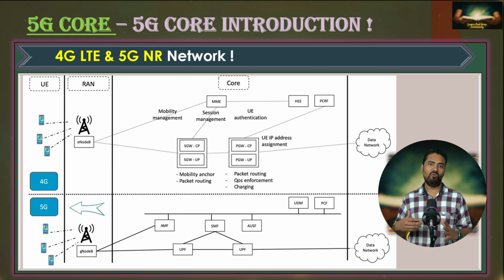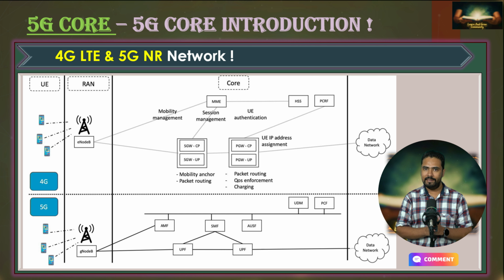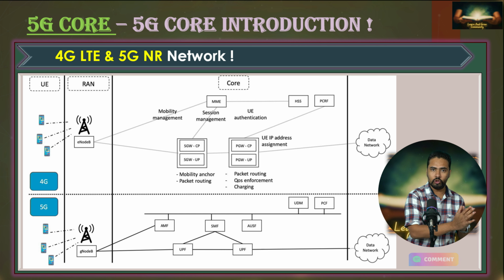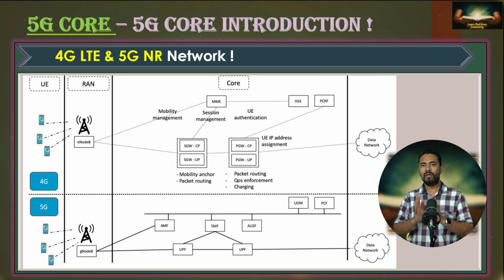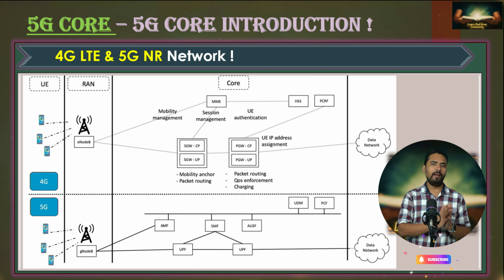Now let's look at the 5G core network architecture. But before understanding that, I want to cover one important concept in 5G. One of the key ideas in 5G technology is separating the control plane functions and user plane functions. This is known as control plane and user plane separation, or CUPS. We talked about this earlier.